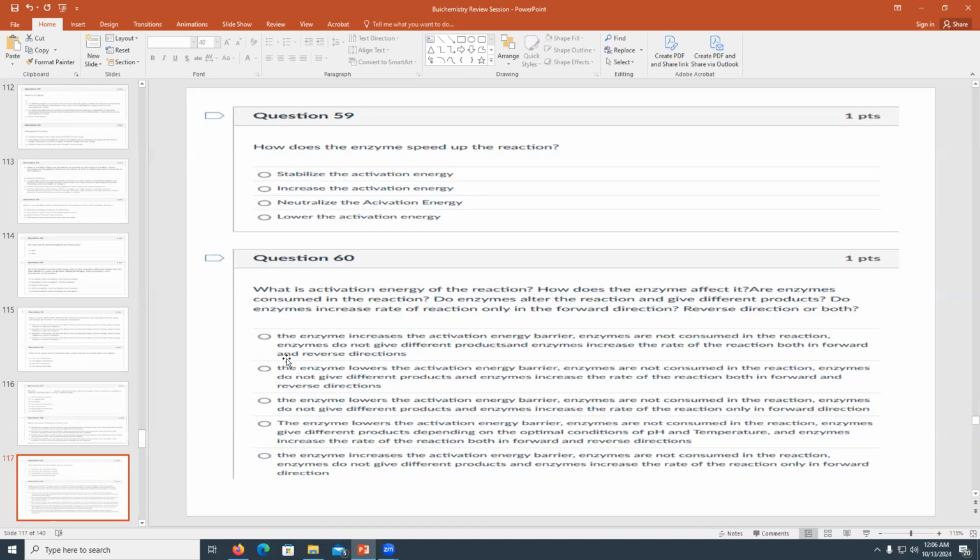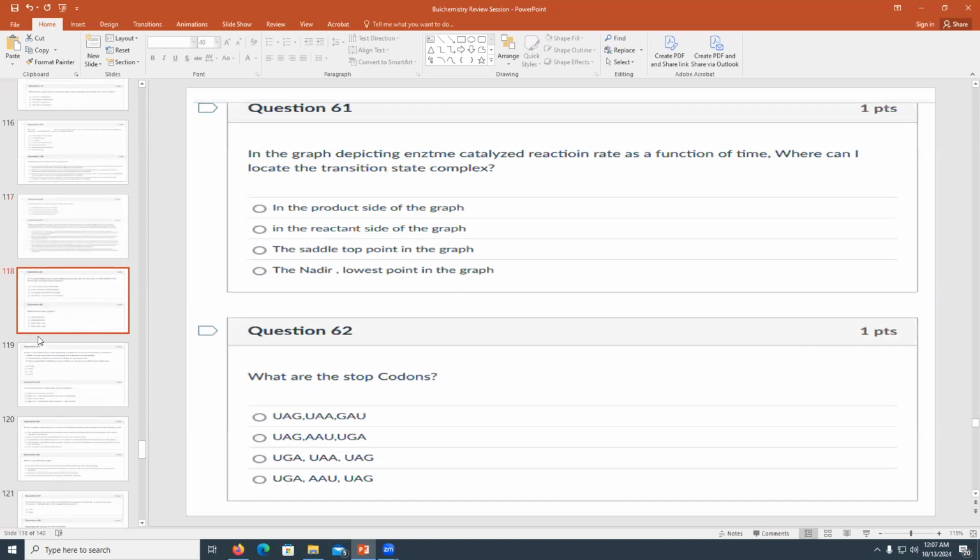So the answer should say that the enzyme lowers the activation energy barrier. Enzymes are not consumed in a reaction. Enzymes do not give different products, and they increase the reaction rate both in the forward and reverse direction. That's the right answer here, both forward and reverse.